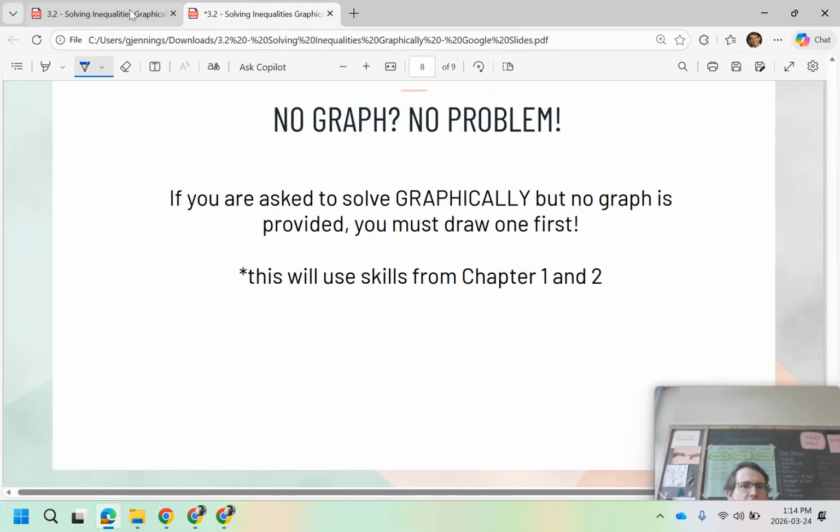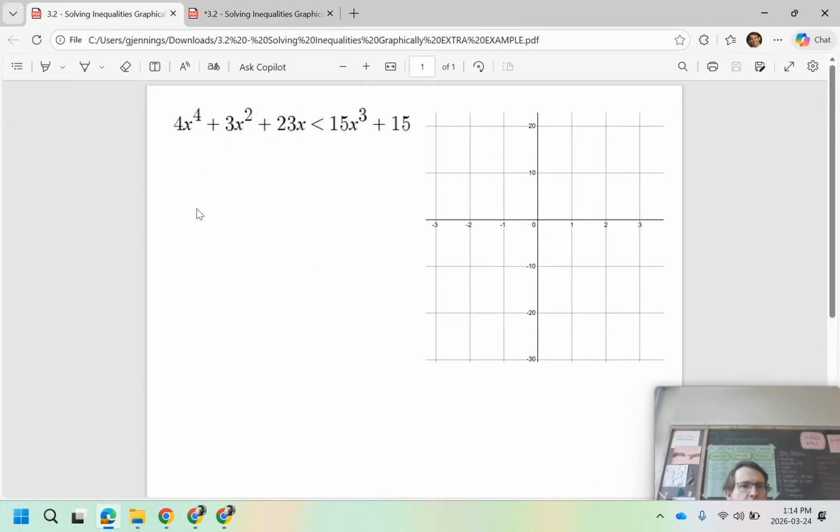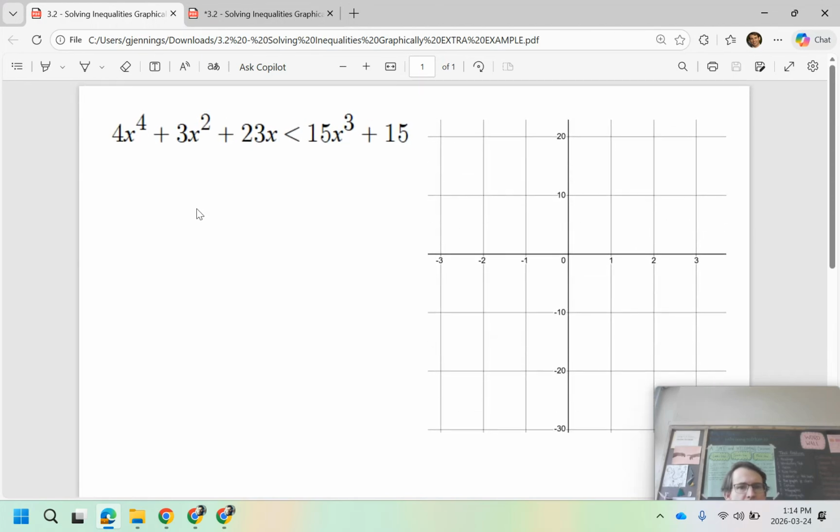I want to move on to the example I made for today because it's much more interesting and we get to flex our muscles a bit. Suppose we want to know when is 4 times x to the 4 plus 3 times x squared plus 23 times x less than 15 times x cubed plus 15. How do you suggest we start here after you've copied down the example onto a piece of paper for yourselves?